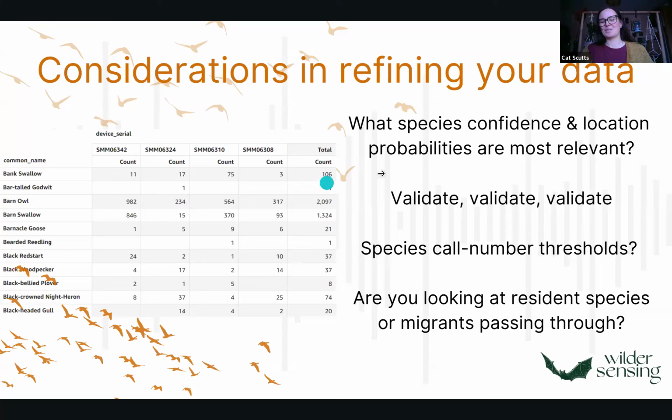It's also, if you are refining your data, to think about what you're studying and what you're looking at. Are you looking at resident species? Are you getting a really solid baseline of species richness? In which case you probably do want to get rid of those spurious detections pretty quickly. Or you're looking at migrants passing through, in which case if you're only getting 1 or 2 calls, you don't want to be removing those from your data.